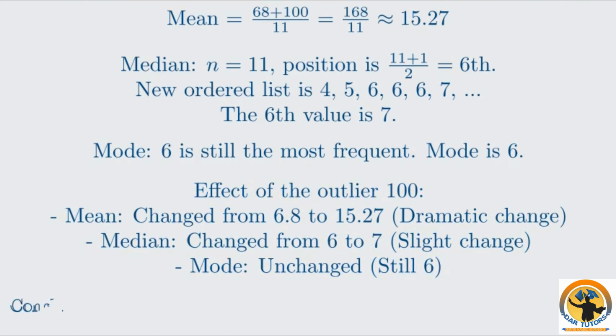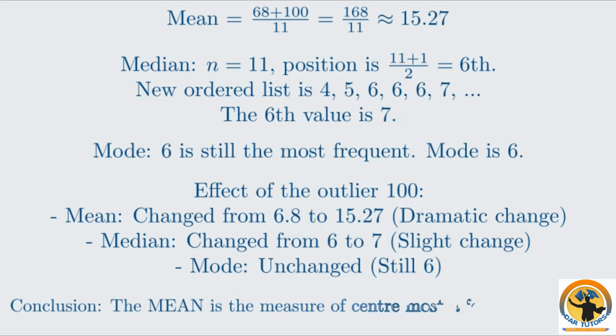This leads us to a very important conclusion. The mean is the measure of center most affected by outliers. The median and mode are much more resistant to their influence. We will use this understanding to choose the most appropriate measure of center.